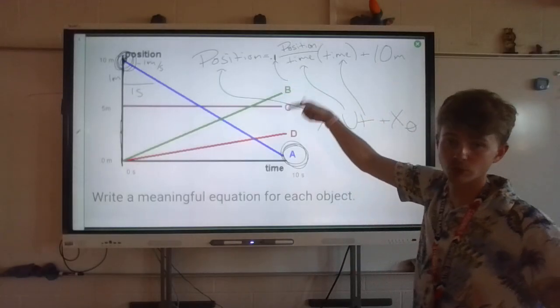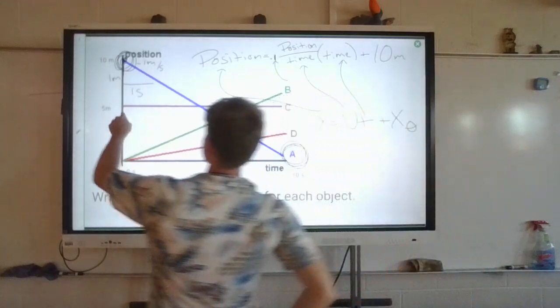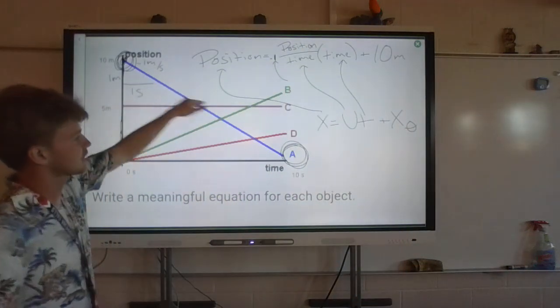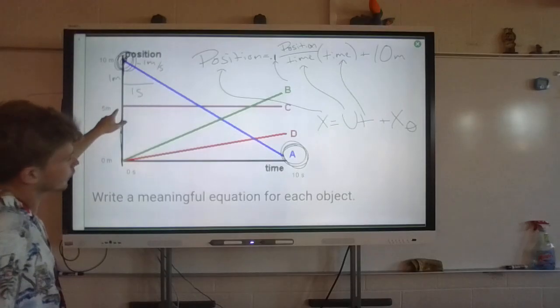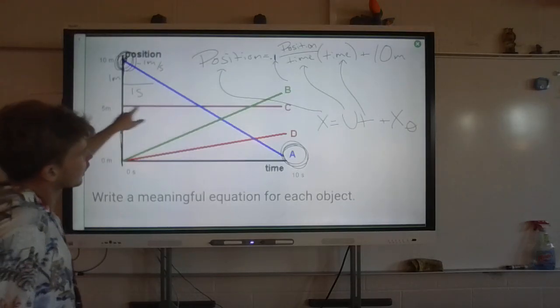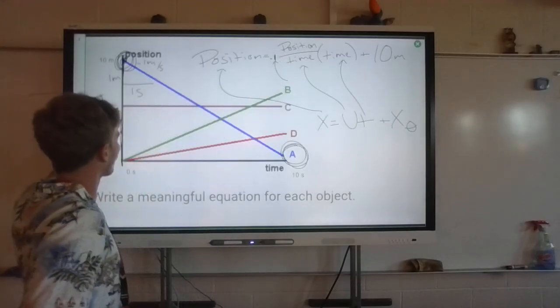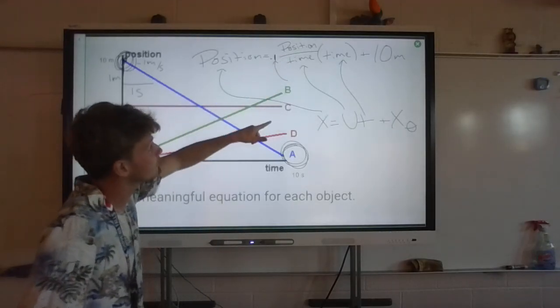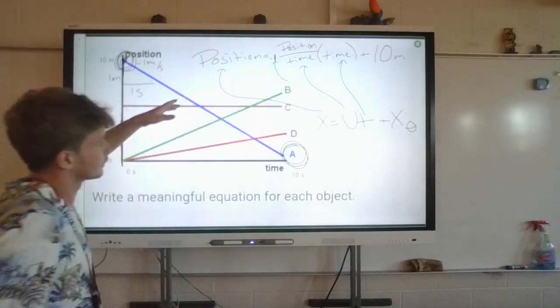Now, some of you guys are going to have a tricky slope. For example, if you got assigned letter C, well, you know that over any time on the bottom, your position is always going to stay the same. It's not changing ever. And so your slope is going to be 0. Okay, it's going to be horizontal. Now, that's easy for you guys.